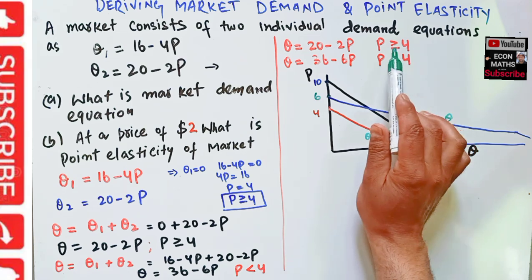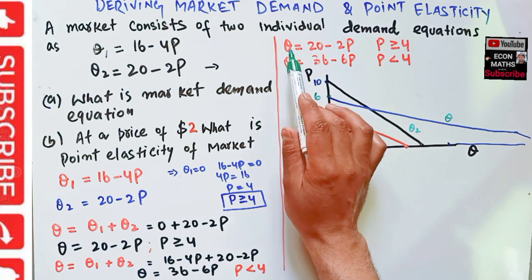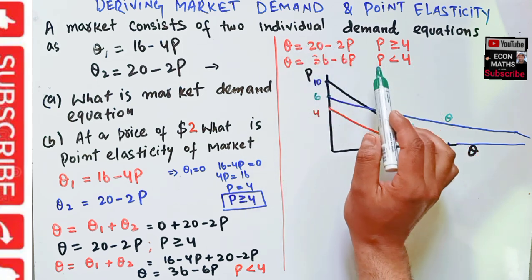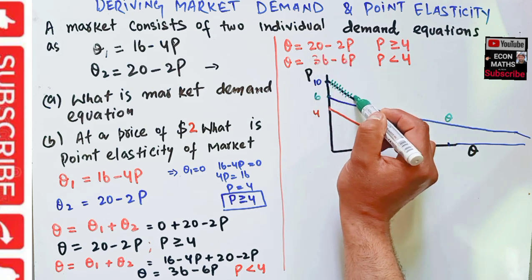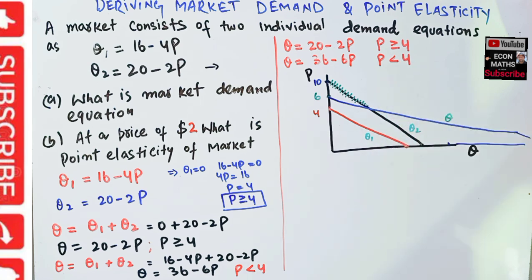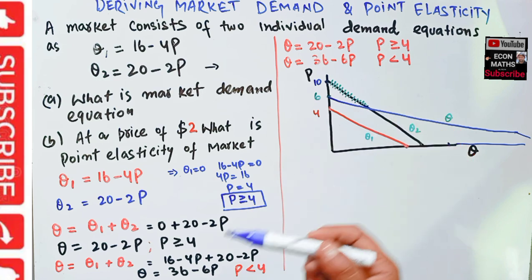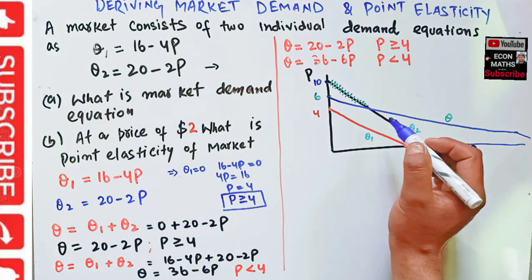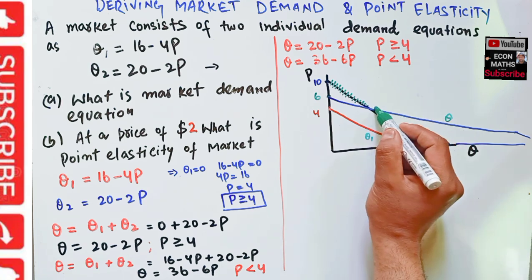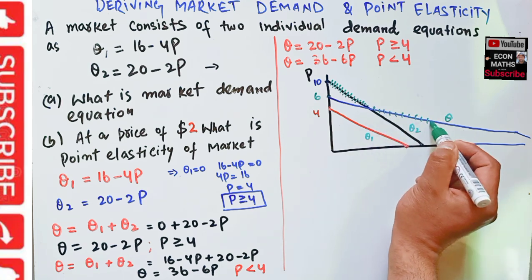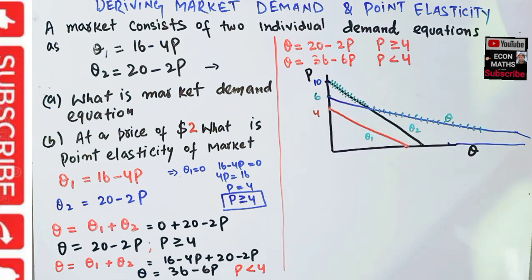Here you can see, when price is greater than or equal to 4, our market demand function is equal to 20 minus 2p. So this will be our market demand function when price is greater than or equal to 4. But when price is less than 4, we add up these two demand functions. That means our demand function will look like this. Okay, so this will be our market demand function.